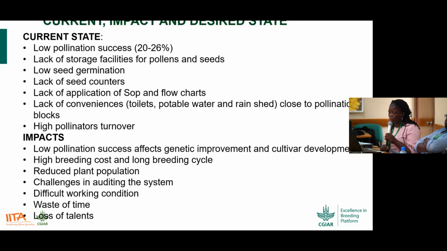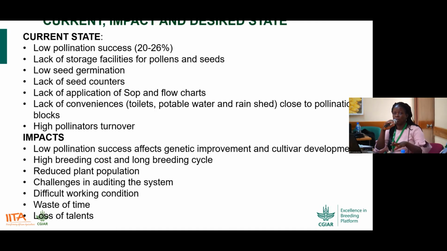Okay. Current impact and desired state. What we have currently here are the problems that have been identified. The first one is that pollination success is low, between 20 and 26%. Then we have a lack of storage facilities for pollen and seeds. It's possible to store the pollen and use it when you need it, rather than always going back to the field to plant yam to get pollen when you want to pollinate. So it will be better to have storage facilities for pollen as well as seeds.